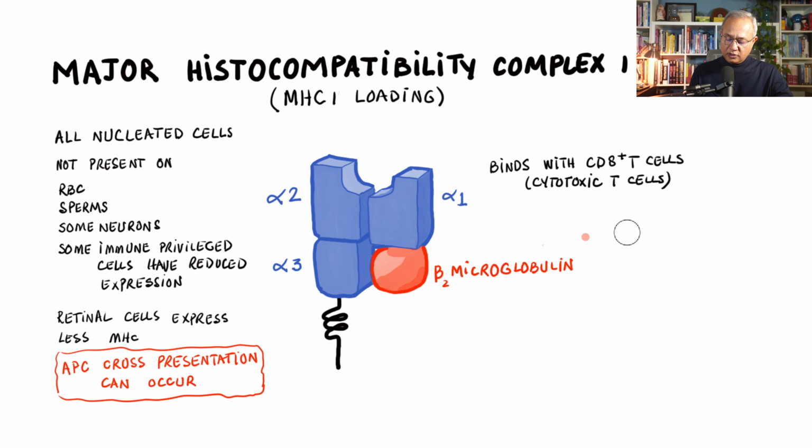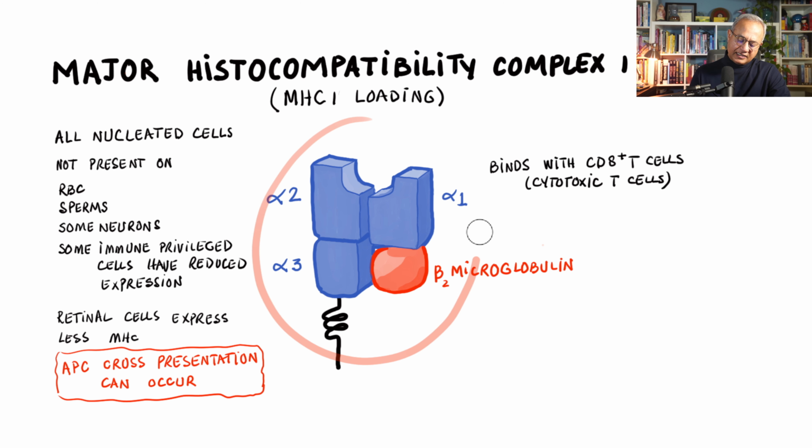So major histocompatibility complex 1. The primary objective of the discussion today is how it is loaded and presented onto the surface with an antigen. So in that process, we'll discuss how it is manufactured as well, plus we'll look at its properties too.